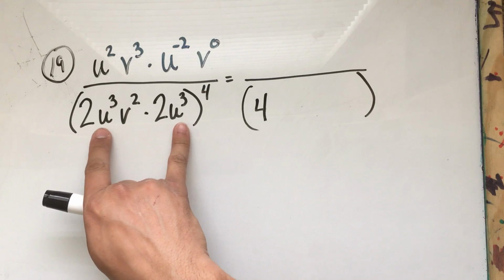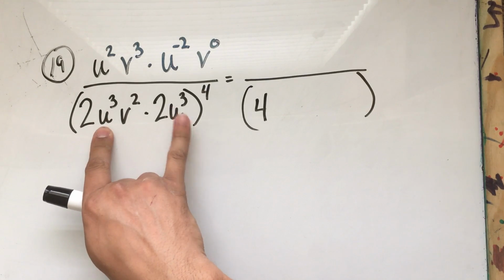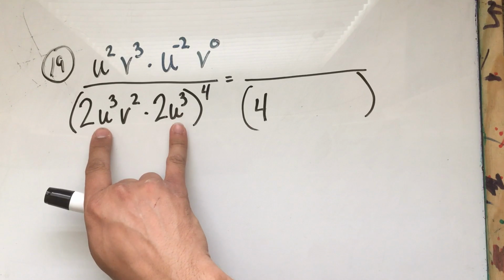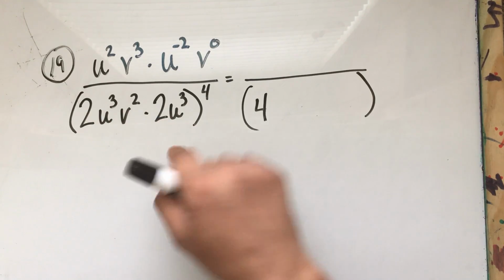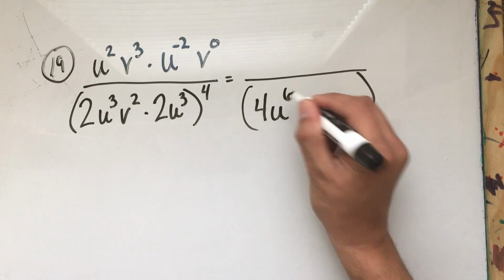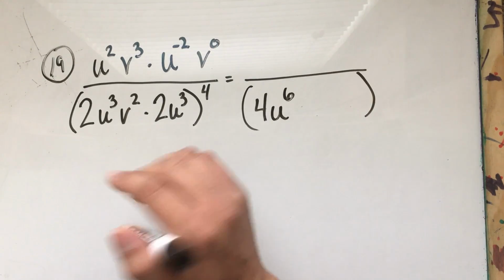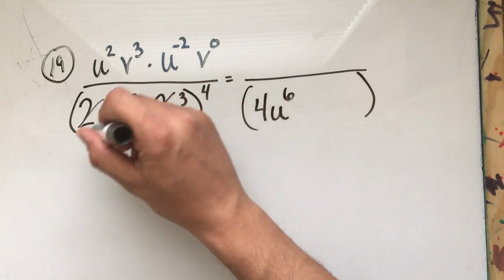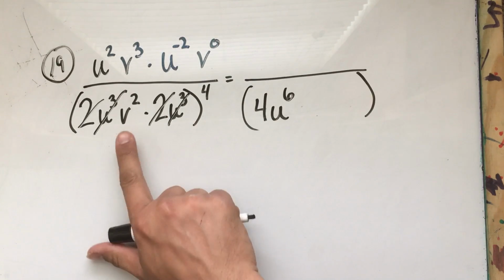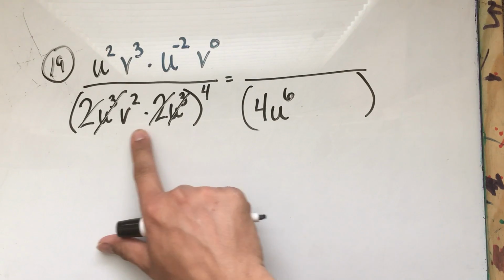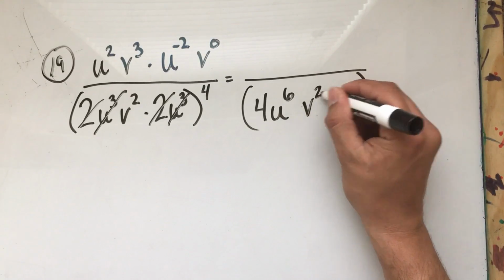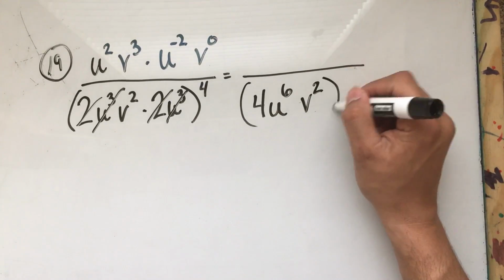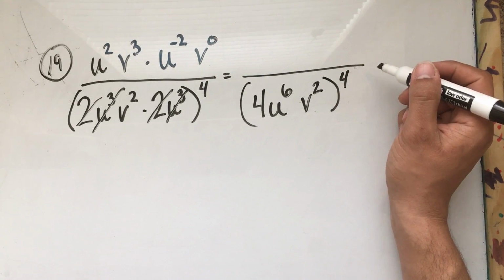Now, I have 2 u's here, right? So u to the third and u to the third. Because we have the same variable, we're going to add the powers. So this one has a power 3, this one has a power 3. So 3 plus 3 gives me a u to the 6th power. Okay, so that takes care of the 2's and that takes care of the u's. Now, v doesn't have anyone else to multiply against, so that's going to stay v squared. Okay, so that's also being raised to the 4th power.